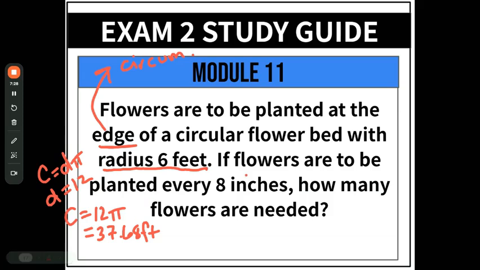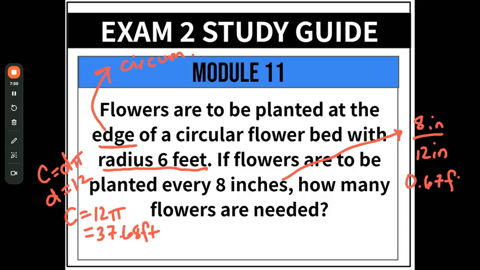Okay? Now, we know that flowers are planted every 8 inches. However, my circumference measurement here is in feet. So let's convert 8 inches to feet as well. So I've got 8 inches out of a whole foot would be 12 inches. And this I would get 0.67 feet.